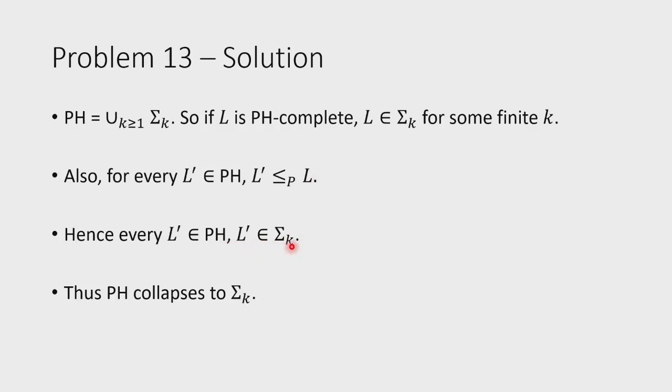So what does that mean? That means that every language in PH is in sigma k, which means PH equals sigma k. So the polynomial hierarchy collapses to the kth level. So the answer is A, and this is why you haven't seen any PH complete problem in class. Because right now the question of whether PH collapses or not is a big open problem.